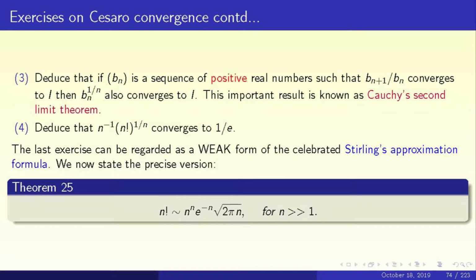We may have missed a multiplicative factor, and indeed we have missed out an important multiplicative factor, and that important multiplicative factor is root 2 pi n. So, the precise version of the Stirling's approximation formula is n factorial is approximately equal to n to the power n into e to the power minus n into square root of 2 pi n, when n is very large. That is theorem 25 that you see on the slide.